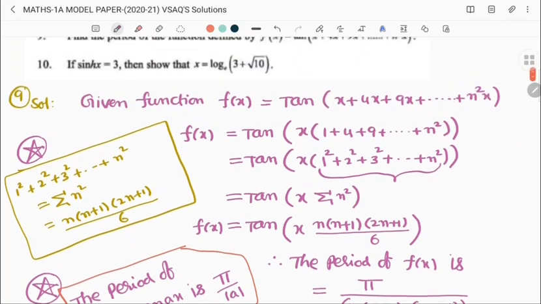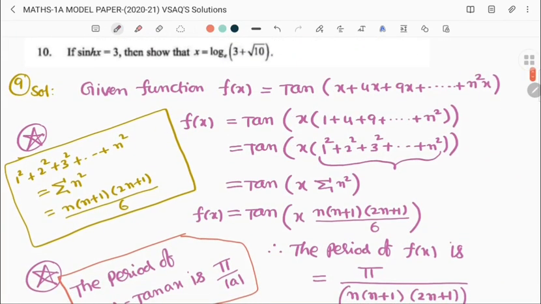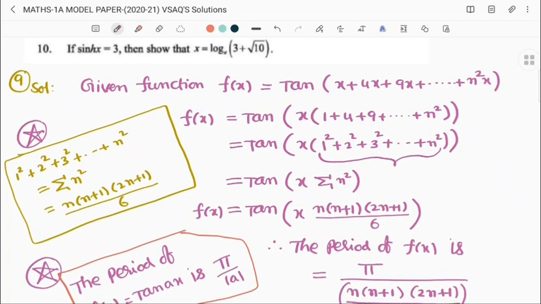We will move to the next question. What is that next question? Sin hx is equal to 3, hyperbolic trigonometry questions. Sin hx is equal to 3, then show that x is equal to log of 3 plus root 10. So how to get this value? If you know the value of sin h inverse x, automatically you will get that x value. So I will just give the answer.